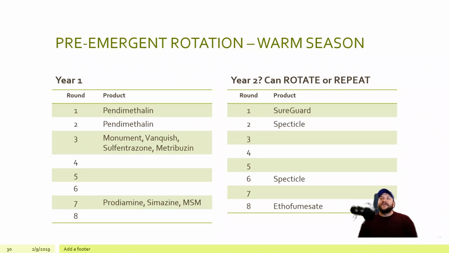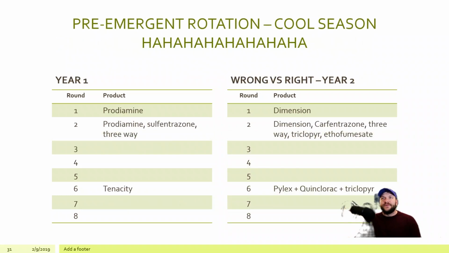Year number 2, you can see how you can rotate into this. Round 1, SureGuard, or round 1 could be glyphosate and dicamba. Round 2, Specticle. Round 6, Specticle, and then close out the year with ethofumesate. That's a great example of combining herbicide technologies with pre-emergent qualities with pre-emergent, and then using that to rotate into round 2.